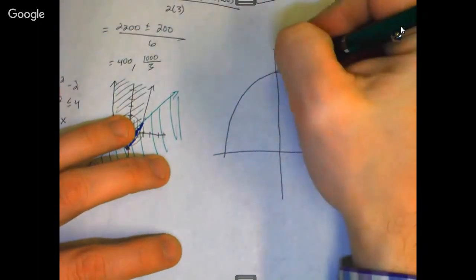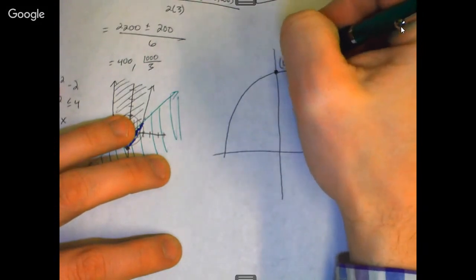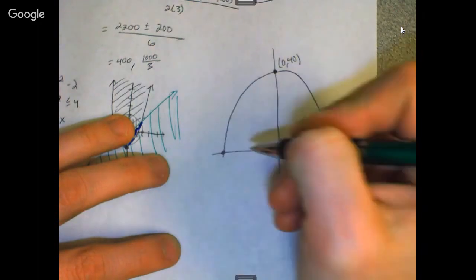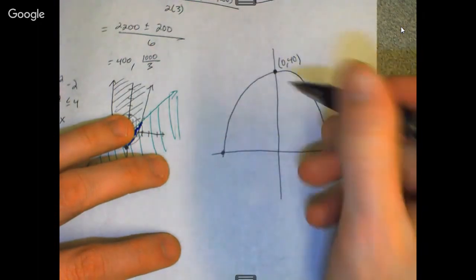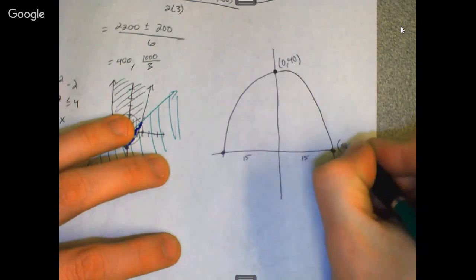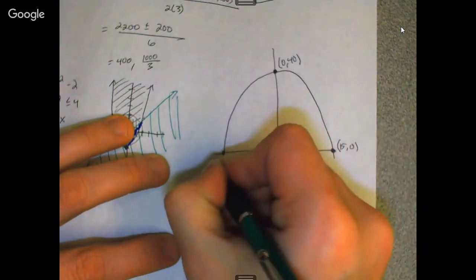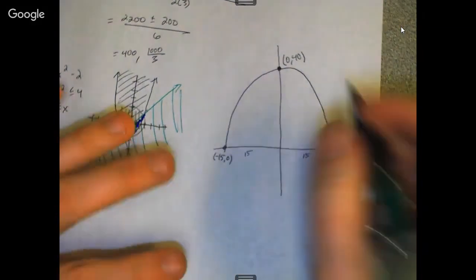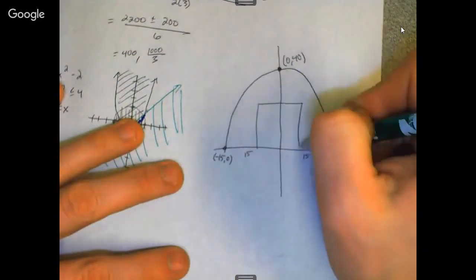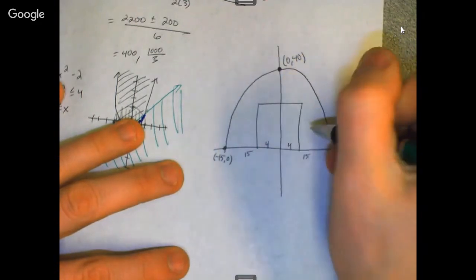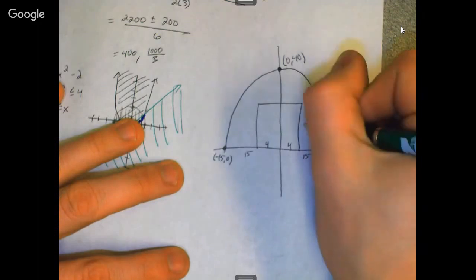So this point right here is 0, 40. It is 30 feet wide. So that's 15 this way and 15 this way. So this is 15, 0, and this is -15, 0. Okay, and I'm going to drive my RV in it. That is 8 feet wide, that's 4 here, and 14 feet tall. I don't know, will it make it?